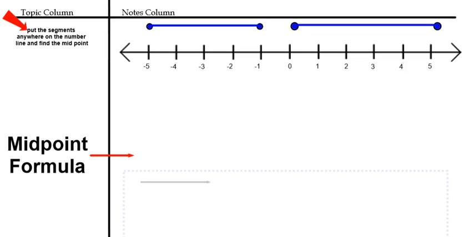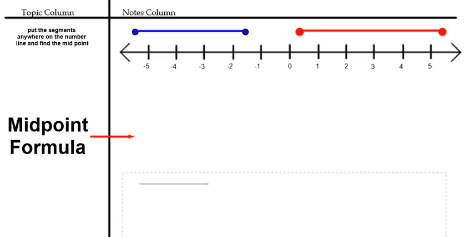Now that we're on page 2, we are going to talk about the midpoint formula. Before we do that, we're going to look at this number line here. I have these 2 segments up here, a blue one and a red one, and we are going to find the middle of those 2 segments. So we're going to follow these directions that I have over on the side here. The directions say, put the segments anywhere on the number line and find the midpoint. So when we do this, we can put them wherever we want. It doesn't change the length of them, from -4 to 0, from -2 to 2, from 1 to 5, whatever it might be.